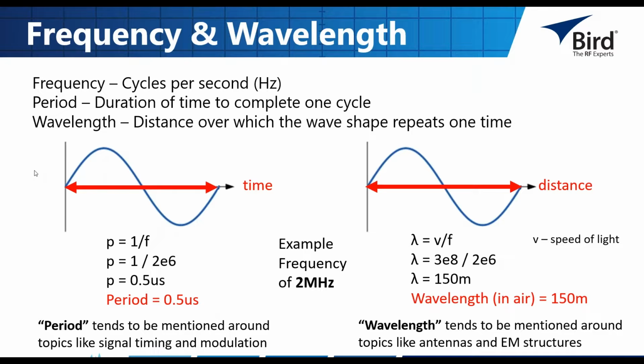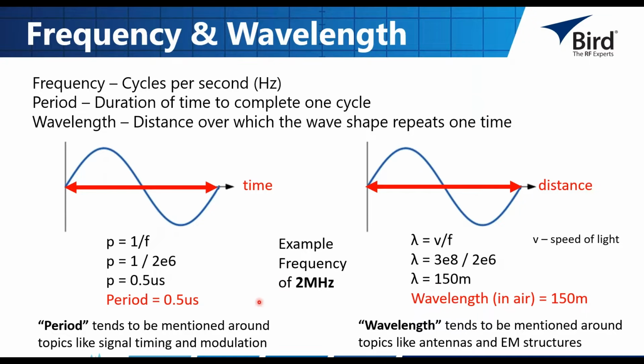Up here as an example, I have a 2 megahertz frequency where we're just going to do a quick calculation. If we're calculating period, we're doing 1 over the frequency. So 1 over 2 times 10 to the 6, and we get about 0.5 microseconds to complete one of these cycles. Now, in terms of wavelength, we're using the speed of light in the calculation, and we get a result of 150 meters, so a very large physical distance.